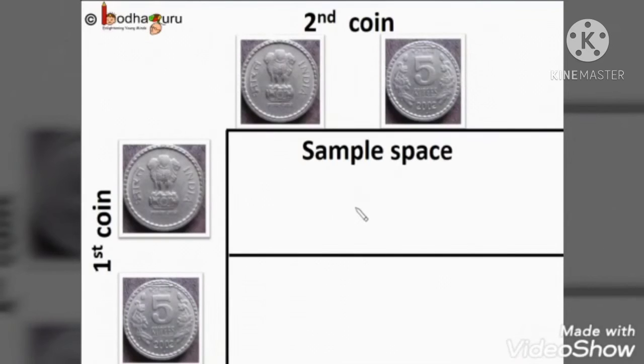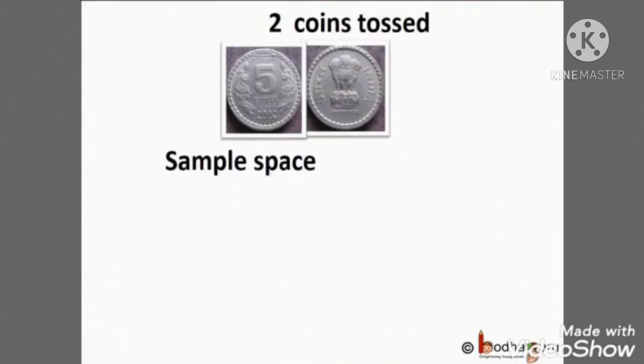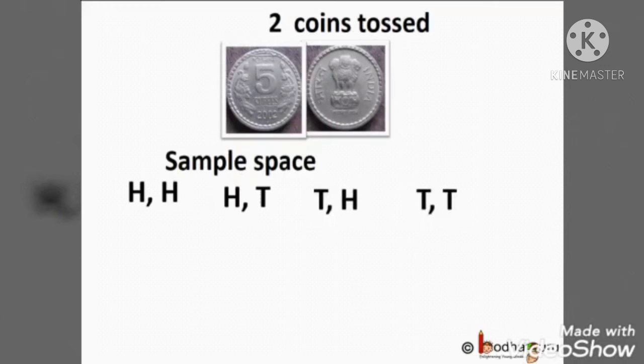Now, what are the possible outcomes in case 2 coins are tossed together? Say we toss 2 coins. All possible combinations that may come in 2 coins are head head, head tail, tail head, and tail tail. So we see this is the sample space of tossing 2 coins, and there are 4 possible outcomes. Thus, the sample space of tossing 2 coins together consists of head head, head tail, tail head, and tail tail.